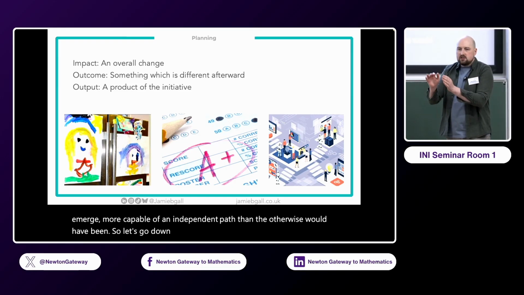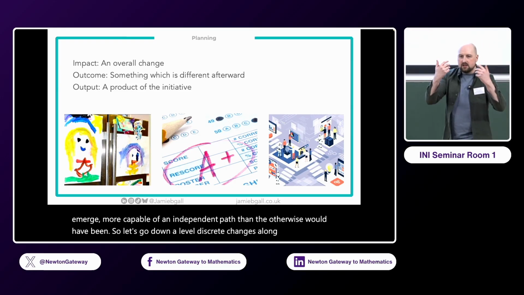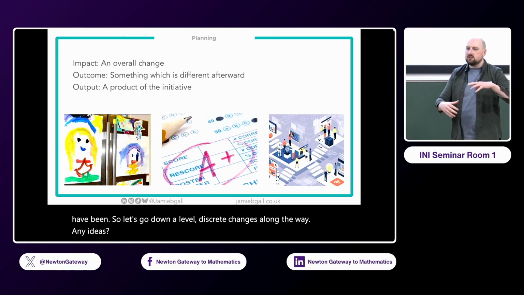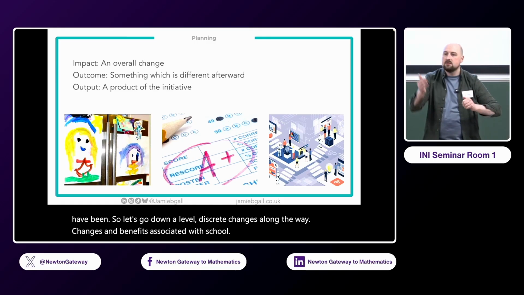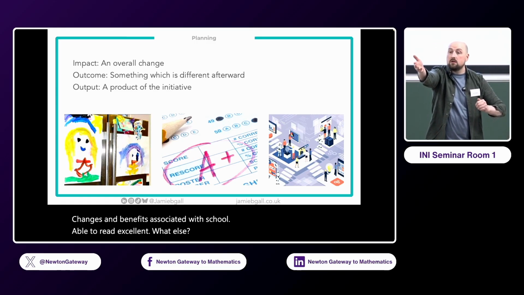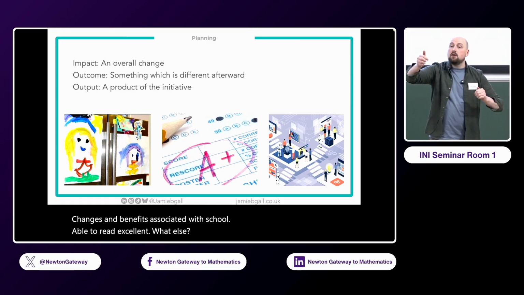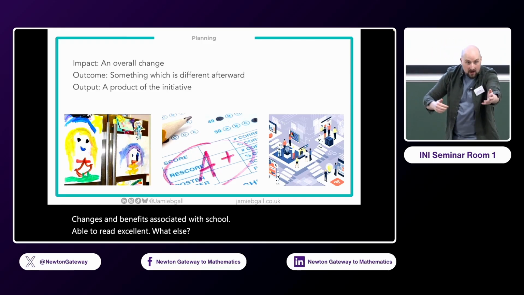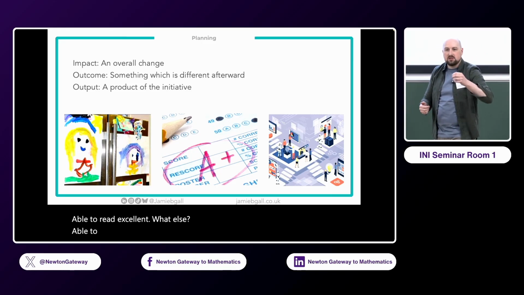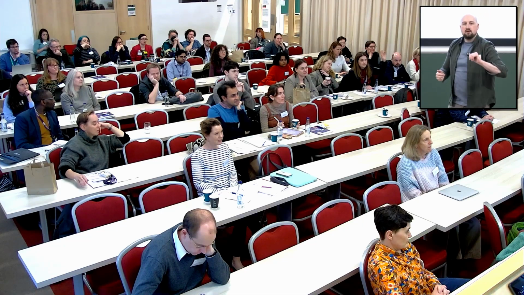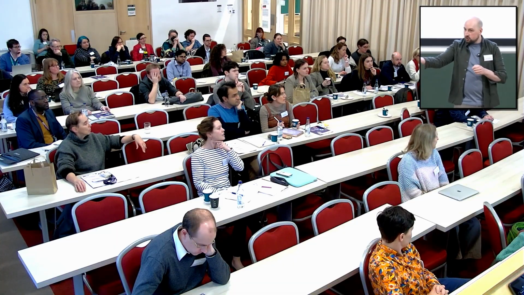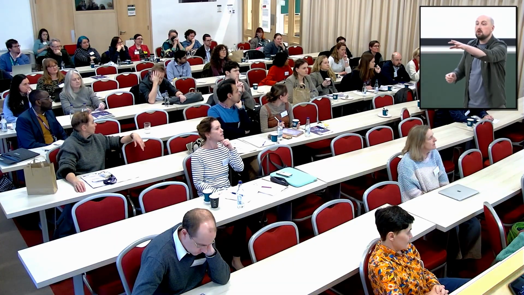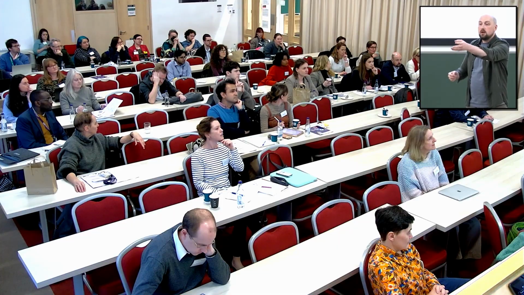Discrete changes along the way. Any ideas? Changes and benefits associated with school. Able to read. Excellent. What else? Able to do arithmetic. Able to add. Yes. Able to read, able to add. More confident. Independent learner. Social skills. Able to negotiate with peers.